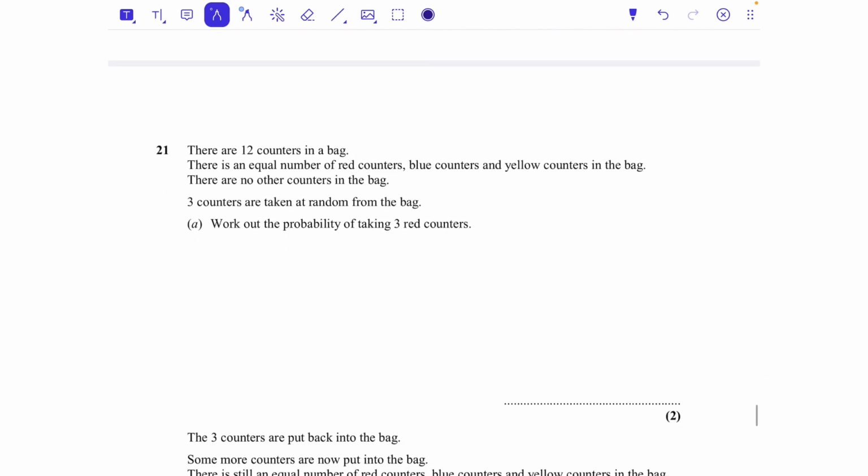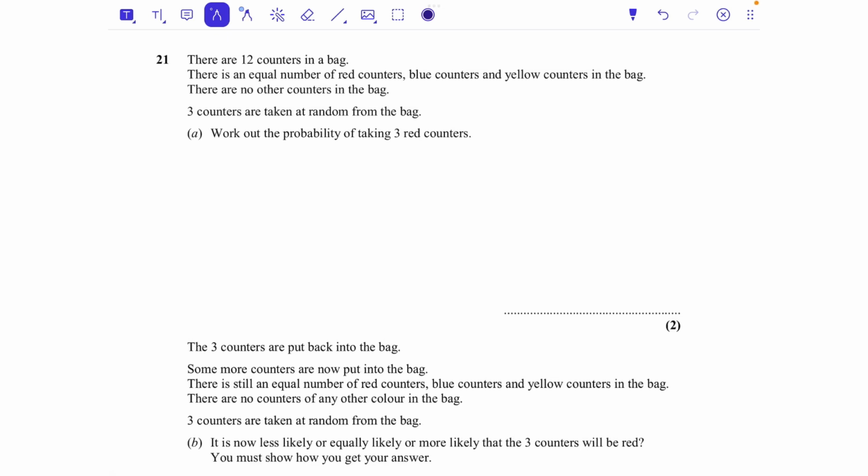Great. Question 21. 12 counters in a bag. There is an equal number of red, blue and yellow counters in the bag. There are no other counters in the bag. 3 counters are taken at random. Work out the probability of taking 3 red.